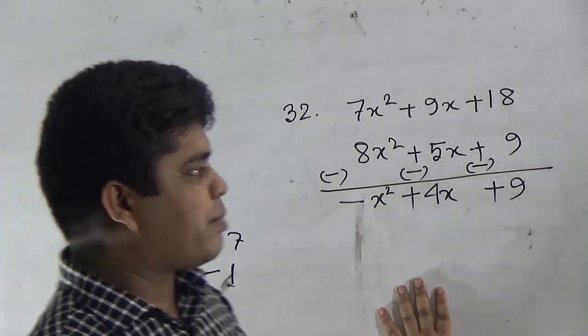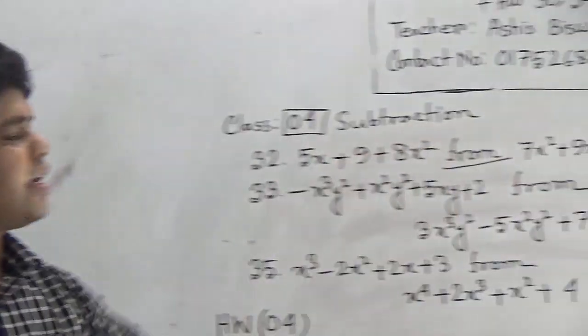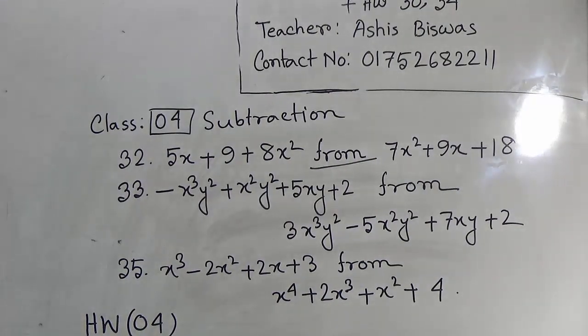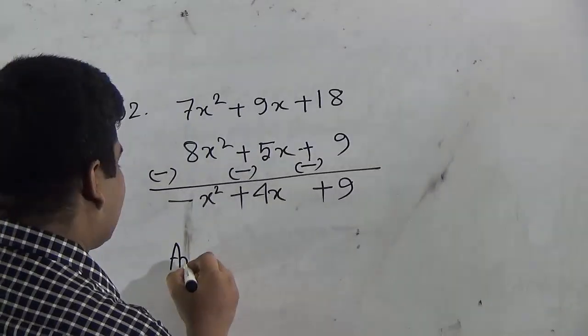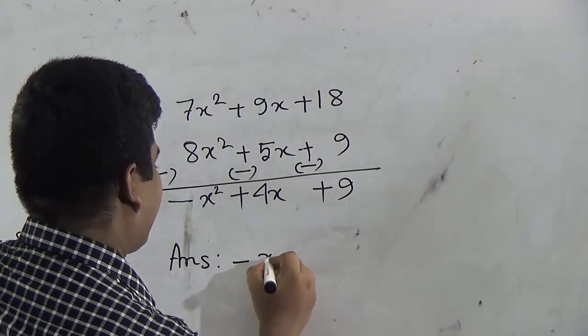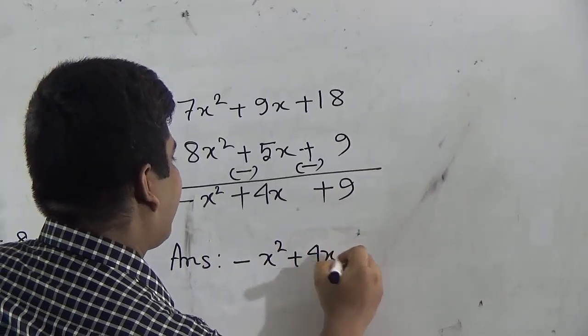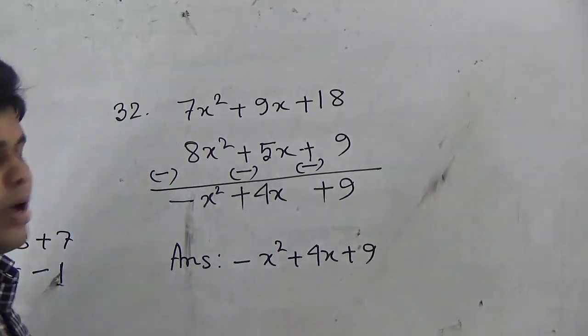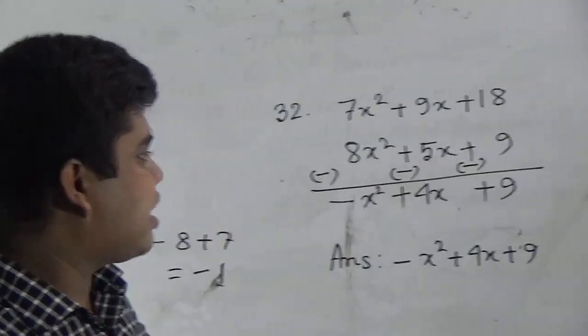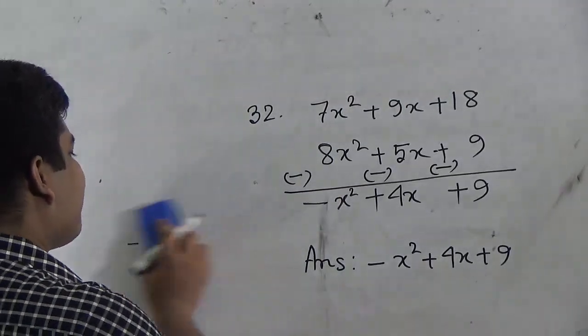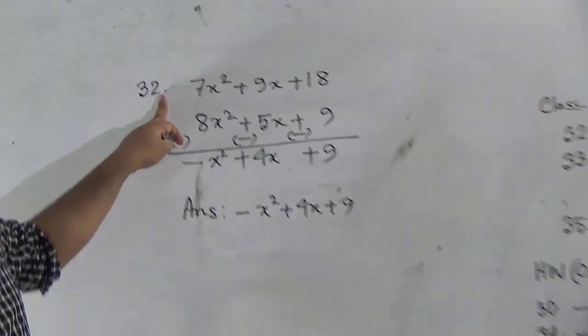This is the answer of the subtraction. That means if we subtract the first expression from the second expression, then we get the answer, and you must write the answer: minus x square plus 4x plus 9. I hope you have understood how to subtract one expression from another. Okay, our question 32 is done.